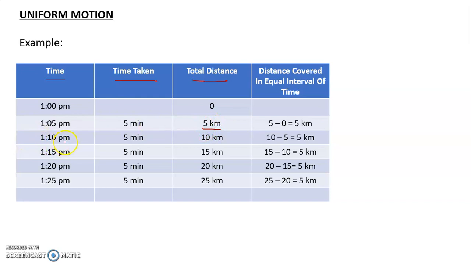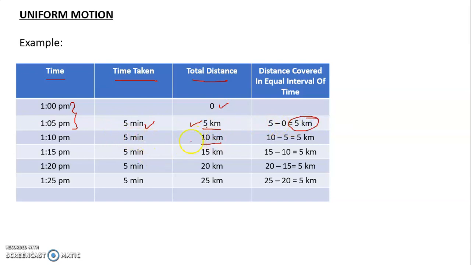Then at 1:10 p.m., again after 5 minutes, the distance covered was 10 kilometer. Then at 1:15 p.m., again after 5 minutes, the distance covered was 15 kilometer. And in the same way you can see all the readings. So here we are calculating how much distance is covered in every 5 minutes. From 1 to 1:05, how much distance is covered? At 1 o'clock the distance was 0, at 1:05 the distance is 5. So 5 minus 0, that is 5 kilometer.